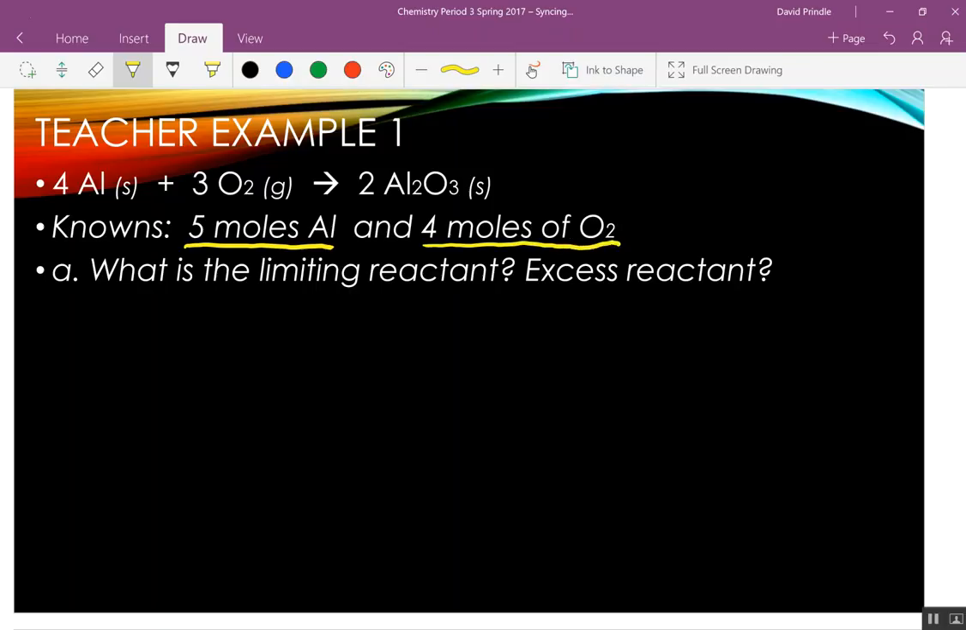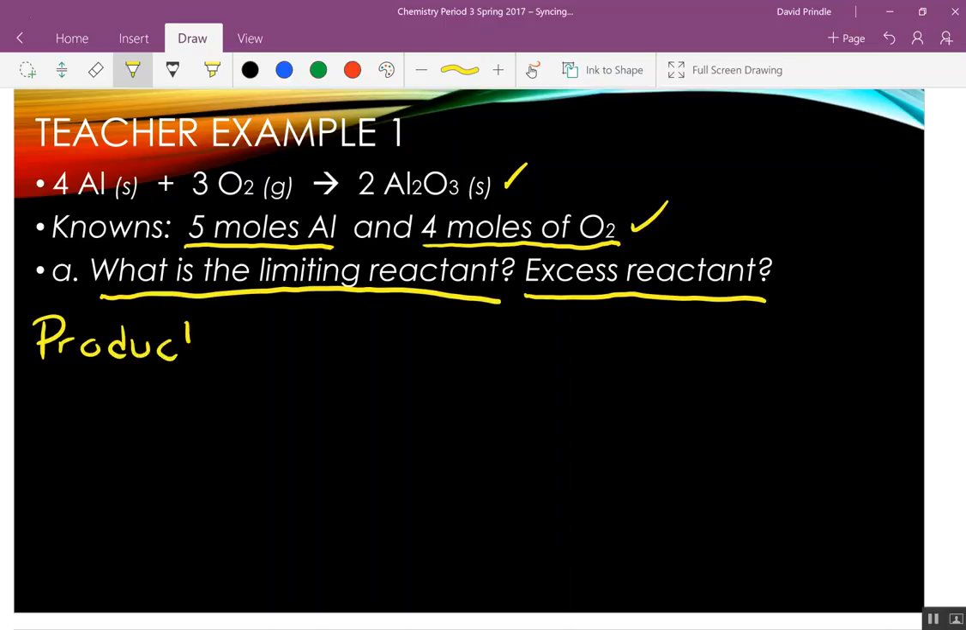So, what do we have to do first on a limiting reactant problem? Balance. It's already balanced, correct? Yep. Find the known. We are given the knowns. All right. Now, we're looking for the limiting reactant. Once we find that, is the excess reactant hard to find? No, because it's the other one. Now, the next step is pick a product, and this is easy. We've got to pick a product. How many products do we have in this problem? One.